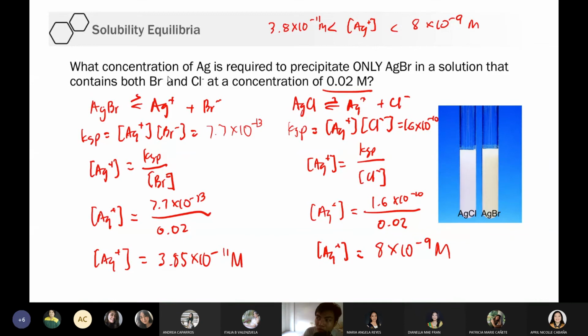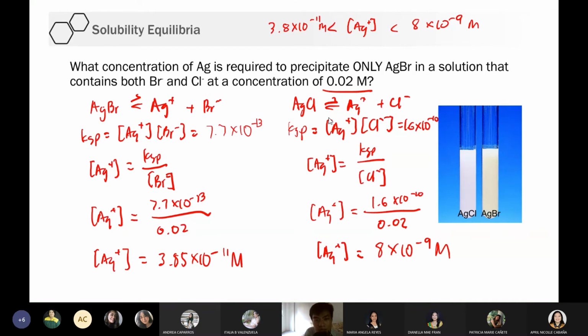Okay. Ito question. Is it possible to form only AgCl? Pwede ba yung AgCl lang i-precipitate ko? Not the AgBr. Is that possible using silver? The answer is no. Hindi mapo-form yung AgCl alone.